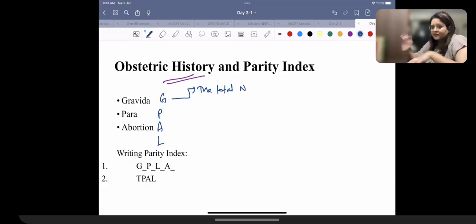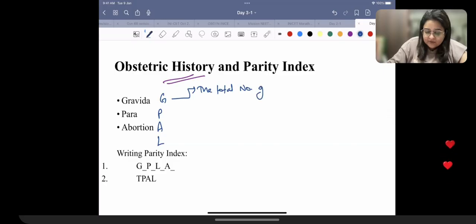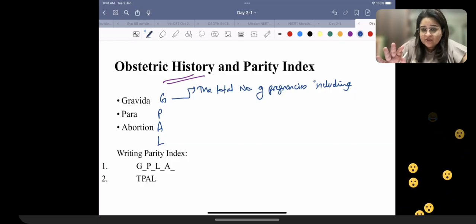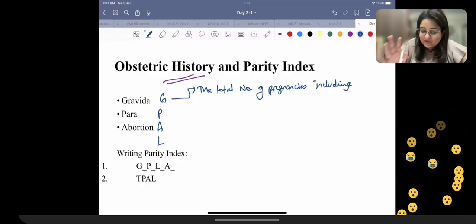Okay, so gravida is the total number of pregnancies including... the problem is now they're having holidays. Otherwise, usually he would have slept by this time. The total number of pregnancies, he's in which class? He's in class 2. He knows what pregnancy is. He knows what presentation, cephalic, breech, he knows everything. He knows what ectopic pregnancy is. He knows a lot of things.